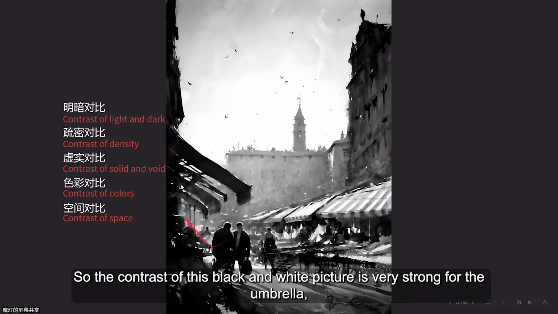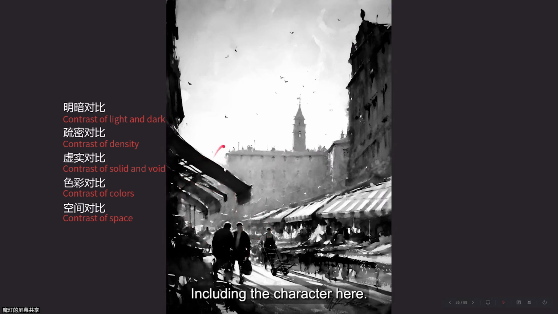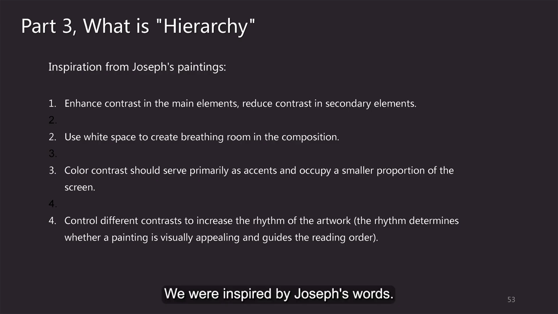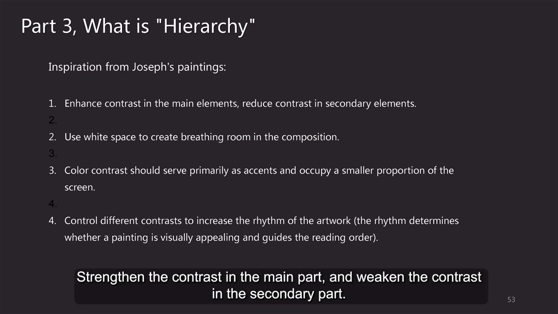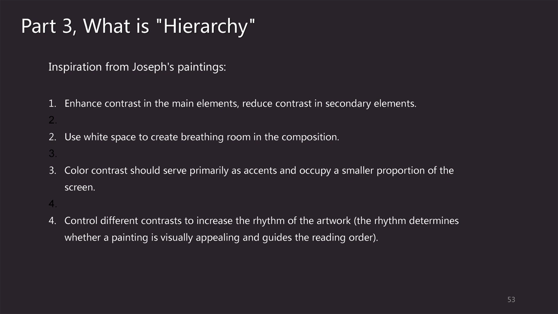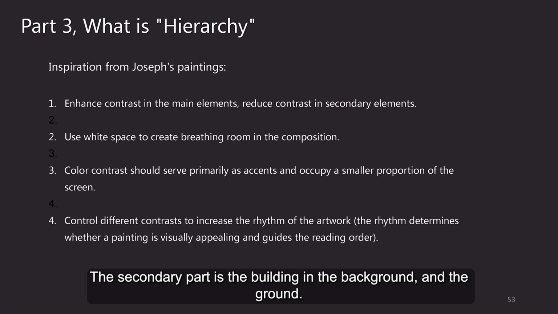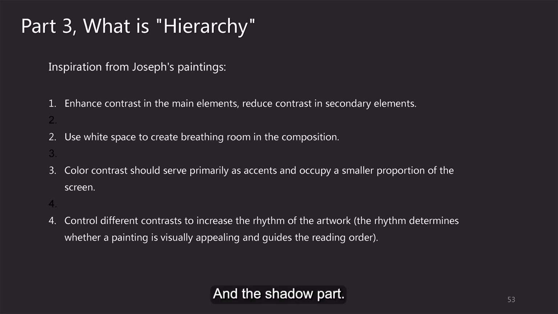The contrast of this black and white picture is very strong for the umbrella, including the character here. The contrast between light and dark is very strong, so we will notice it. We were inspired by Joseph's approach: strengthen the contrast in the main part and weaken the contrast in the secondary part. For example, the main part is our character and this umbrella, that is the tent. Right? The secondary part is the building in the background, the ground, and the shadow part.